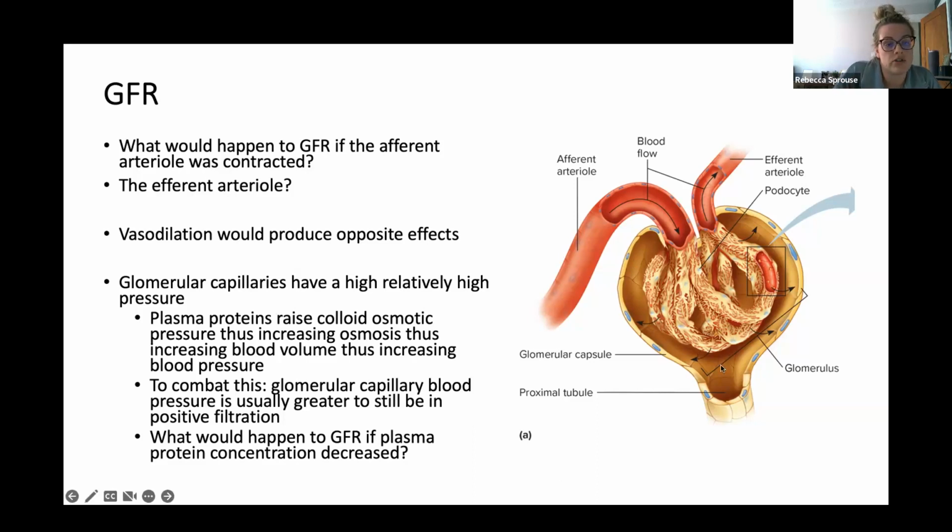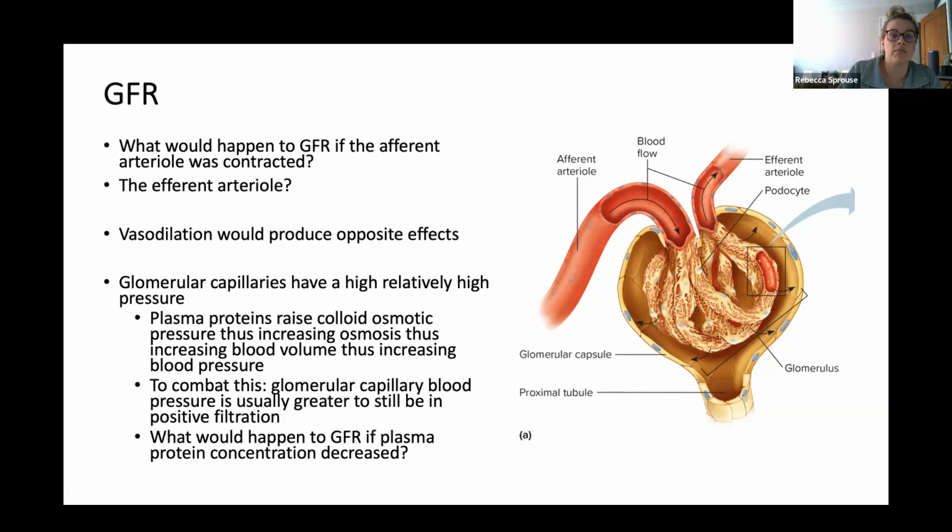But a lot of water is going to be reabsorbed into the capillaries here in the glomerulus due to that attraction of protein. What would happen if our plasma protein concentration decreased? So what if we didn't have a lot of protein in these capillaries? Then what would happen? Then we wouldn't have as much water going back into our capillary network, right? We'd have a lot of water here that's going to go into our filtrate.